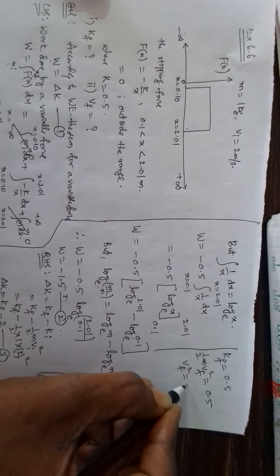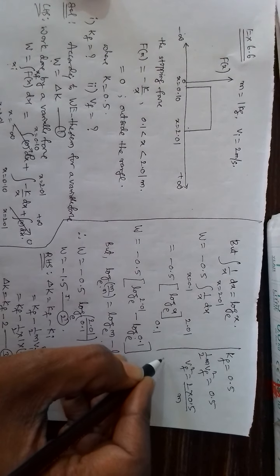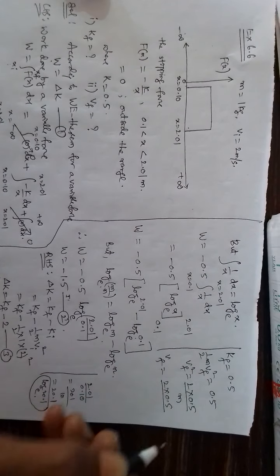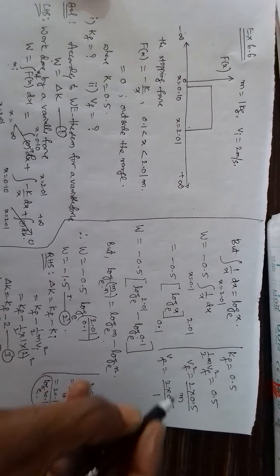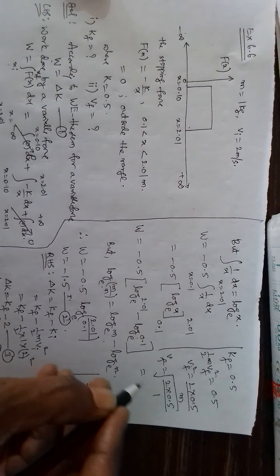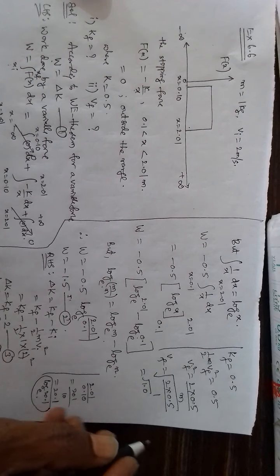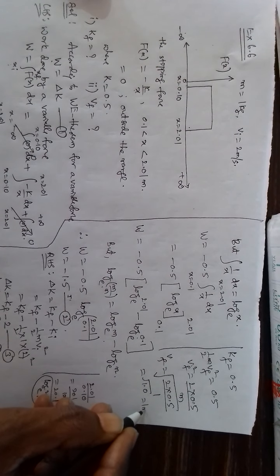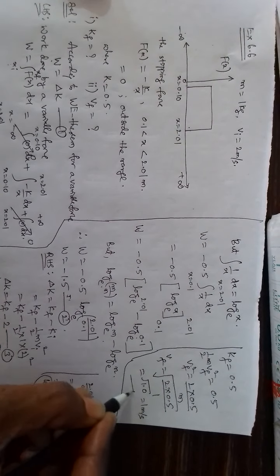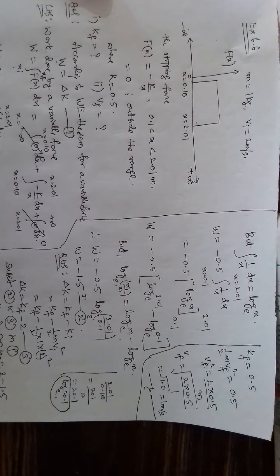Vf square is equal to 2 into 0.5 by m, and Vf is equal to the square root of 2 into 0.5 by mass, mass is 1 kg. So here we get root 1.0, that is equal to 1 meter per second. So this is another answer. That's all.